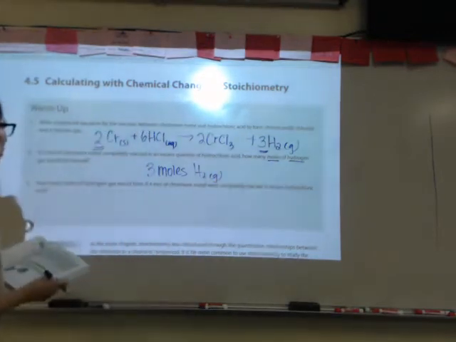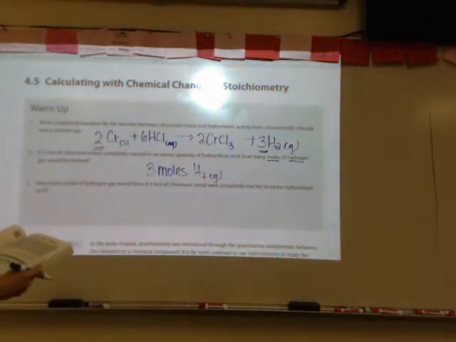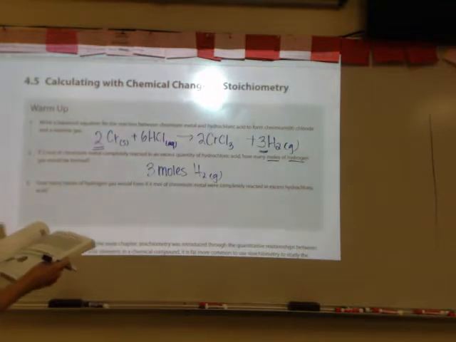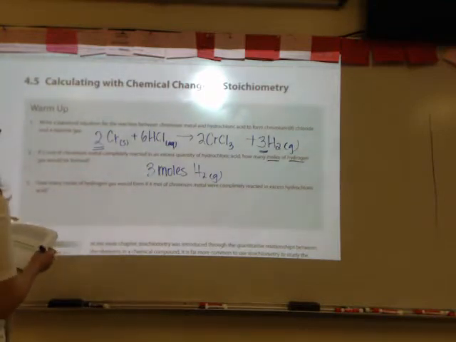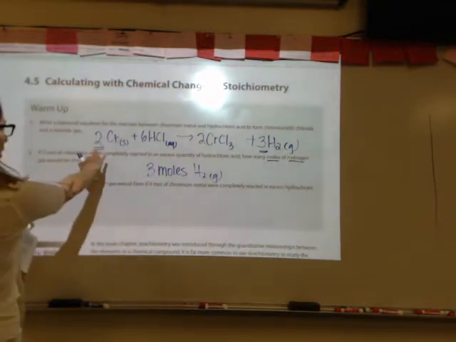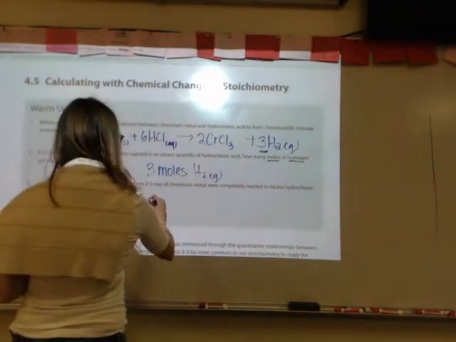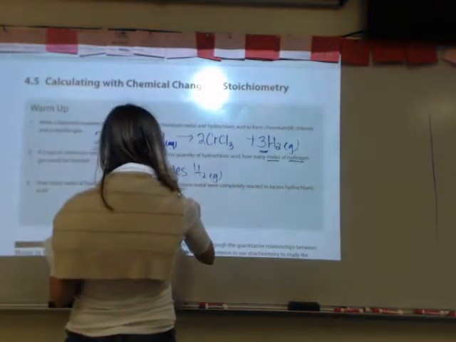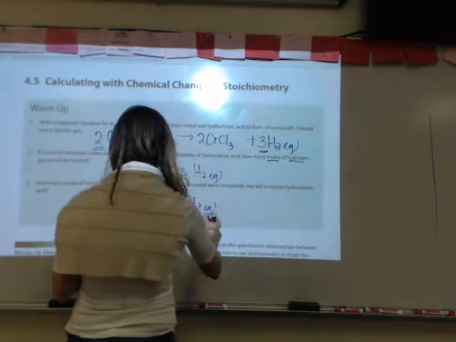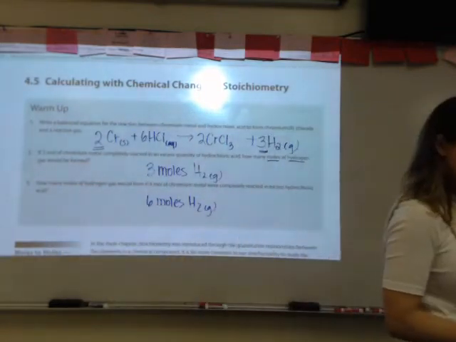Number 3, how many moles of hydrogen gas would form if 4 moles of chromium metal were completely reacted? So that means that this would be doubled, which means I would end up having 6 moles of hydrogen gas formed.